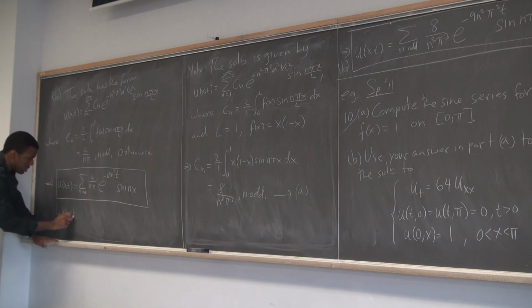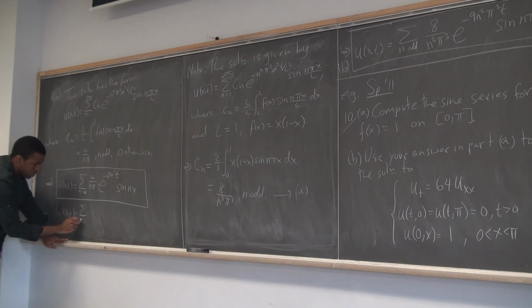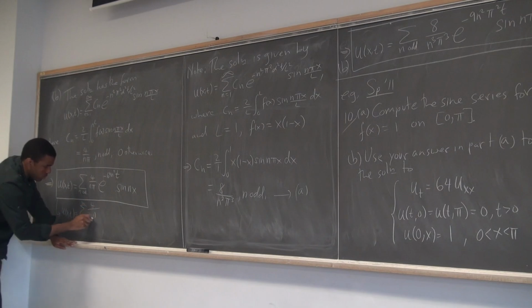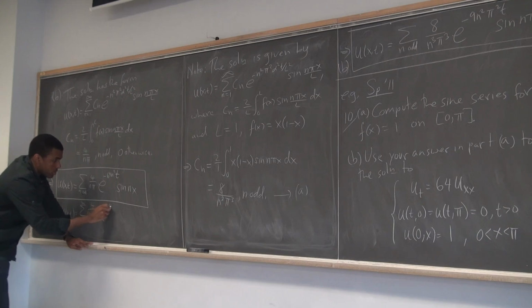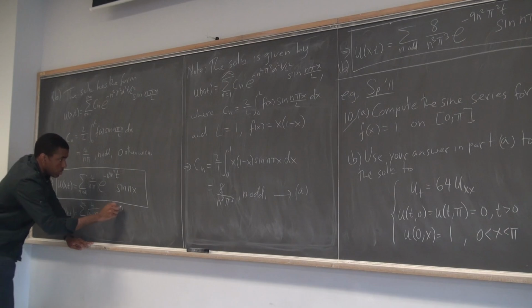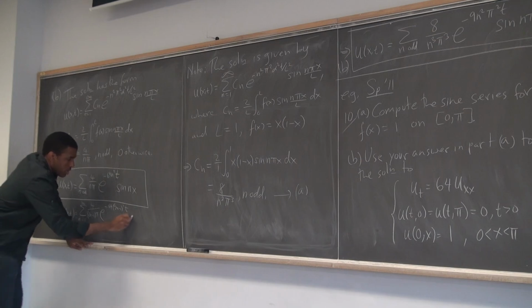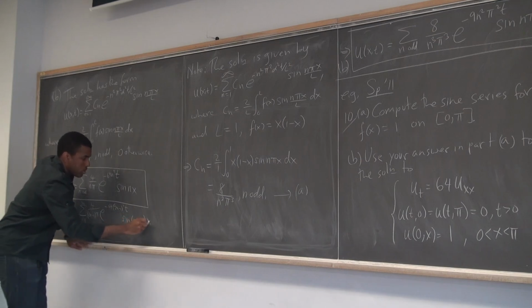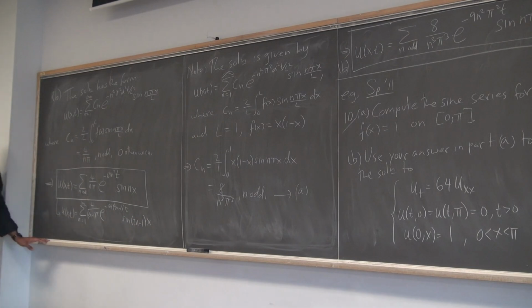Right, you could have written this as n goes from 1 to infinity of 4 over 2n minus 1 pi e to the minus 64 n, no, it's n squared, right? t sine of 2n minus 1 x. So the e to the something n, you don't actually mean it's to the n, it's whatever the coefficient is.